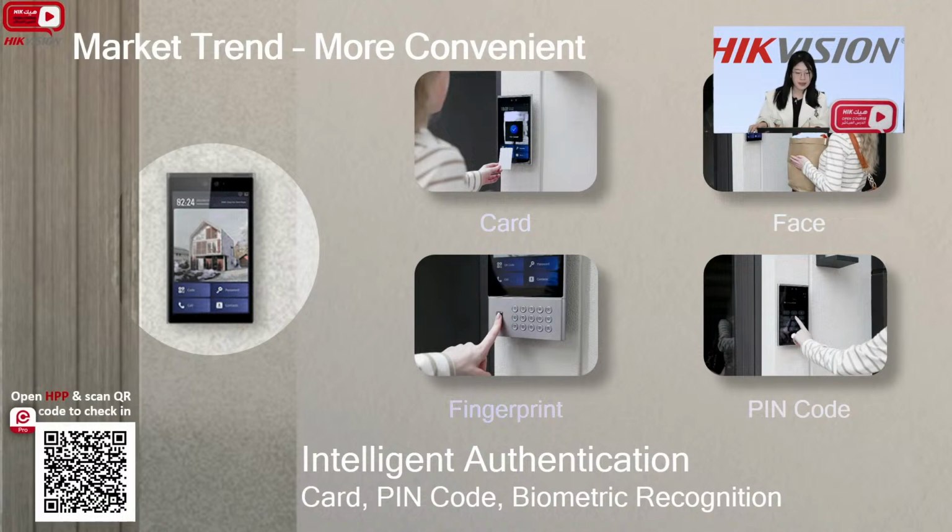The first one is the trend, more convenient. It's not like the traditional way. Now we can use the card, the face, the fingerprint, the pin code. Besides the traditional card and pin code, we can use biometric recognition like face and fingerprint. So people will have this kind of doubt: what is the difference between this kind of door station and the MIMO face terminals? We will leave this question to you, please think about it. Later we will give the answers and we can do the discussions.